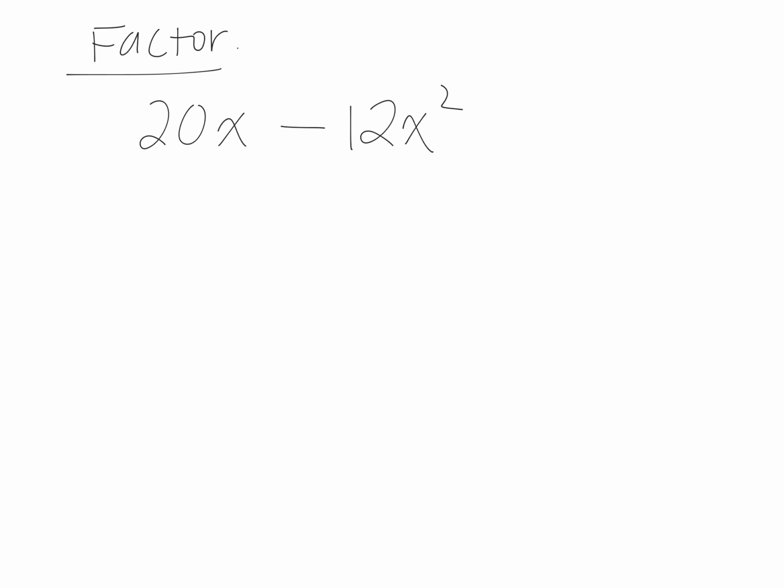Factor completely. Okay, so step 1, figure out what is the greatest common factor of 20x and 12x squared. What number are they both divisible by? The greatest number that can be divided into 20 and 12. 4. Good, 4. So I know this can be divided by 4, and this can be divided by 4. Do they have a variable in common? Yes. What is it? Yes, x. So this can be divided by x, and this can be divided by x.